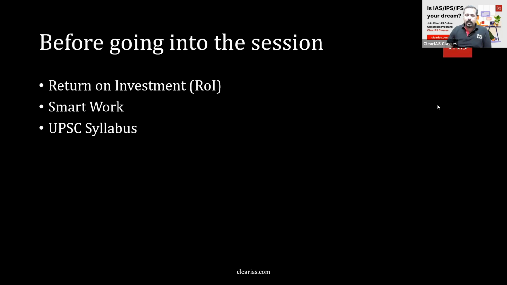Even while reading newspapers, you should connect back with the UPSC syllabus, and accordingly you should be planning, because only if you know the UPSC syllabus will you know the priority areas, whether that particular topic needs to be given extra focus or not. That depends on whether it is mentioned in or connected with the UPSC syllabus. Now let me take you all to the next slide.